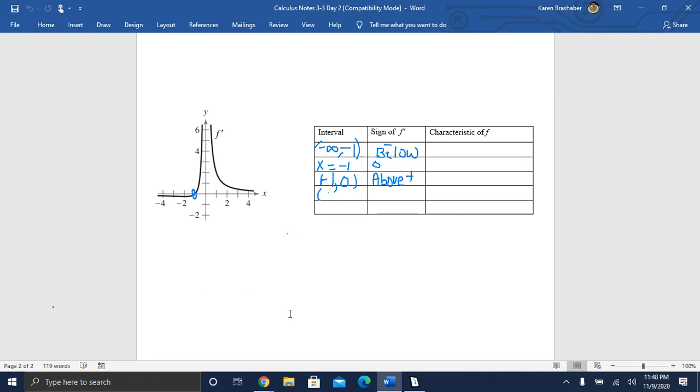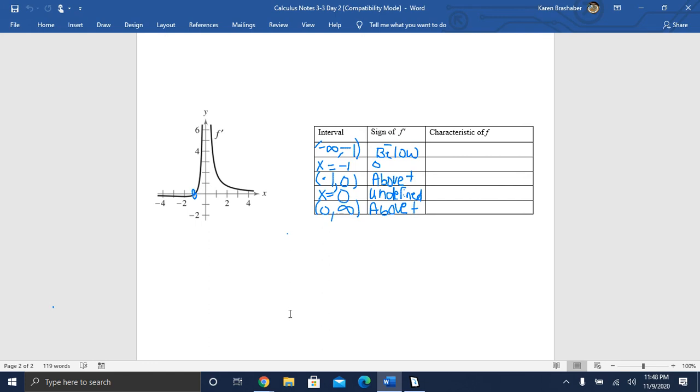At x equals 0, we actually have undefined. So at x equals 0, your graph is undefined. And then finally, we go from 0 on to infinity, and notice that your graph stays above the x-axis. So you have two aboves in a row.